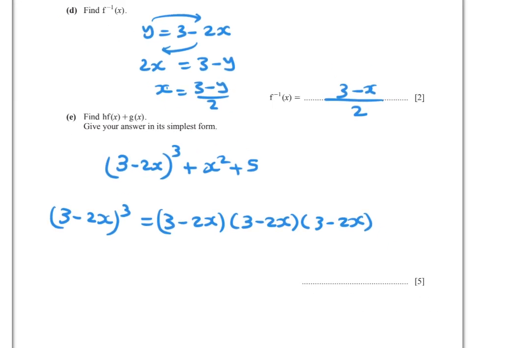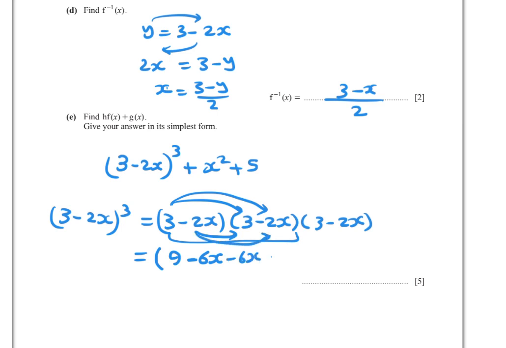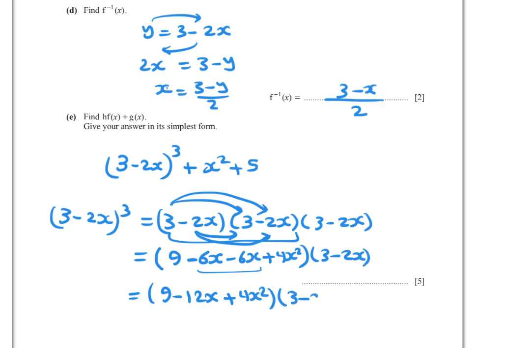Now we can multiply the first two. So this will be 3 times 3, 9. 3 times negative 2x, so negative 6x. And negative 2x times 3, so negative 6x. Negative 2x times negative 2x, positive 4x squared. Times (3 minus 2x). Now we can combine the like terms. So this will be (9 minus 12x plus 4x squared) times (3 minus 2x).